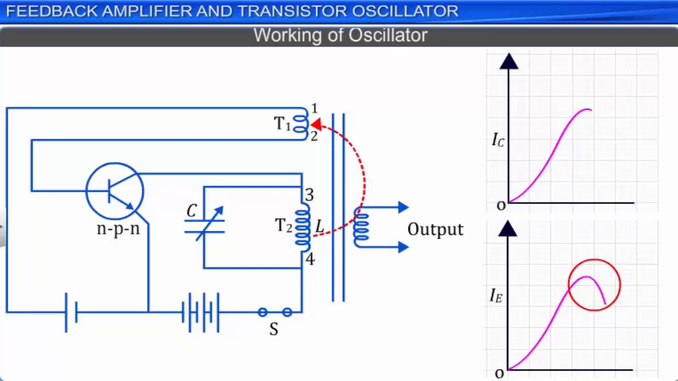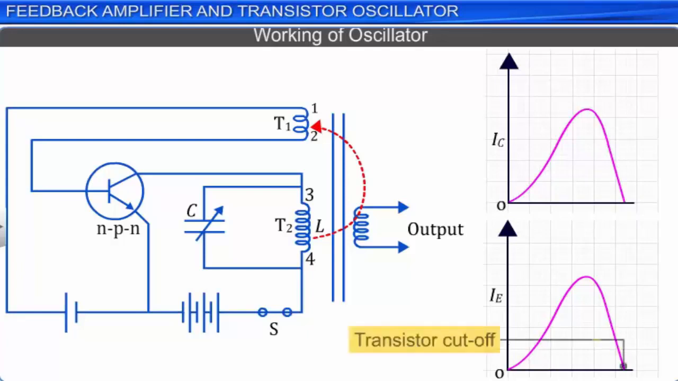As the emitter current decreases, the collector current also starts decreasing. The decreasing collector current in coil T2 sends a negative feedback through induction to coil T1. The negative feedback further decreases the emitter current and the collector current till both become zero. At this stage, the transistor is back to the cutoff state.